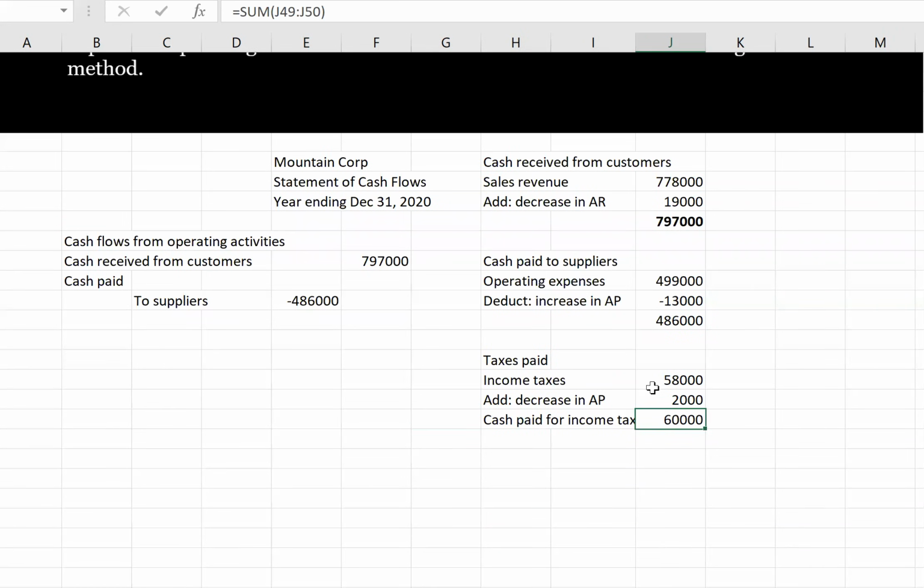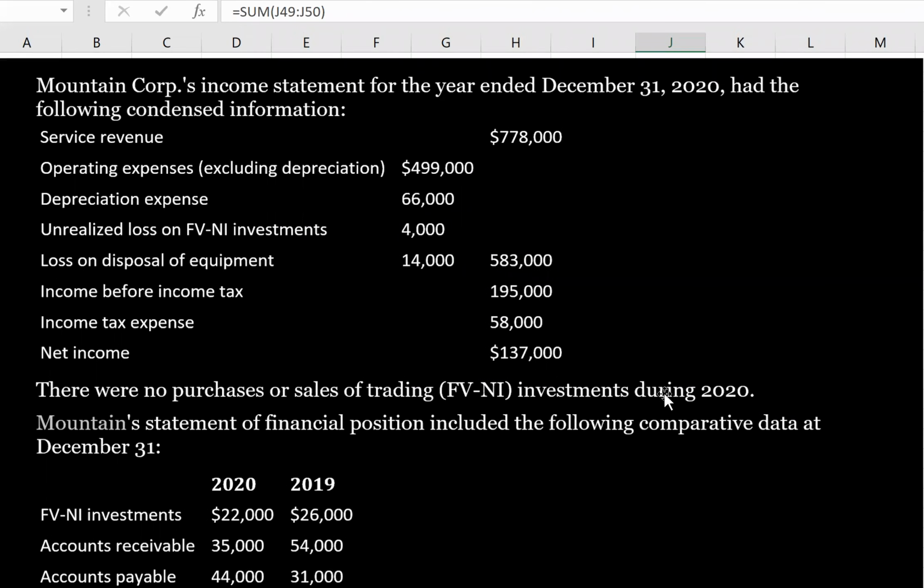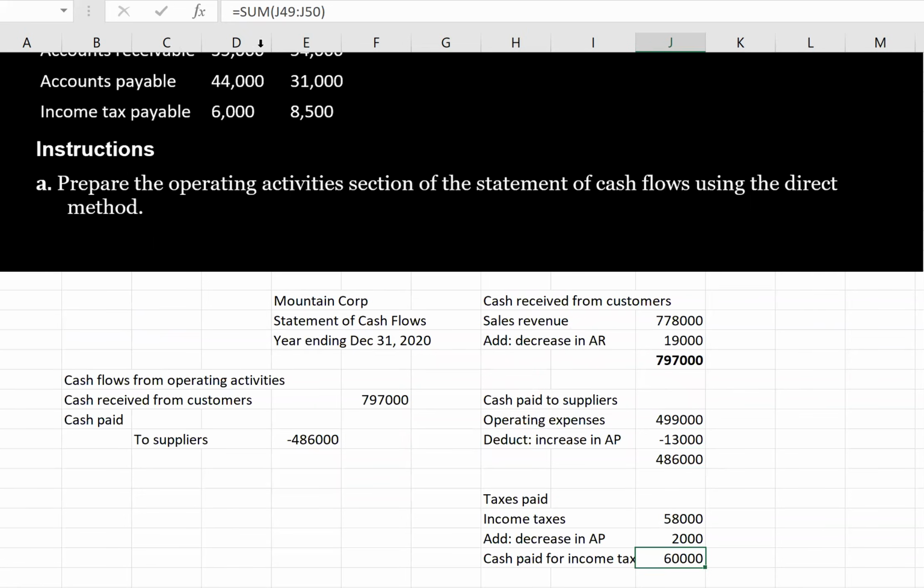It's going to be 60,000. Did I miss a 500 somewhere? Income taxes, 58,000, plus 8,500 minus 6,000. Okay, so 60,500. So we're going to have income taxes, this number. And that is all of our operating cash flow.